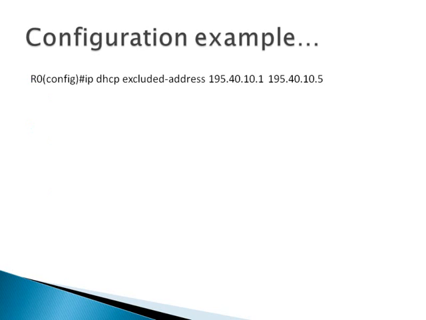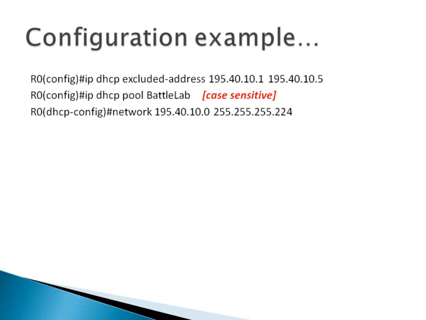Configuration example: router 0, config prompt, ip dhcp excluded-address 195.40.10.1 through 195.40.10.5. We're excluding this range of 5 addresses. ip dhcp pool battle lab, and the name of the lab is case sensitive. Now you notice that the router prompt changes to dhcp-config.